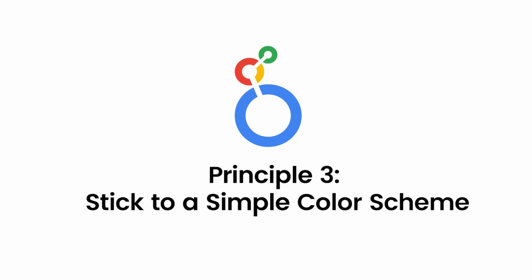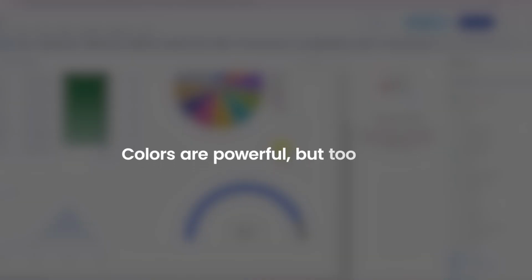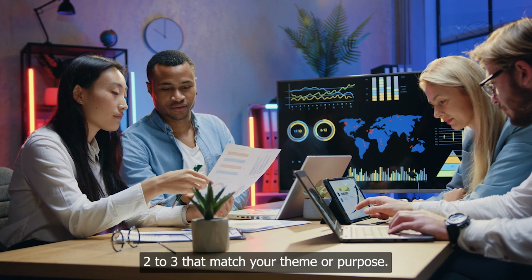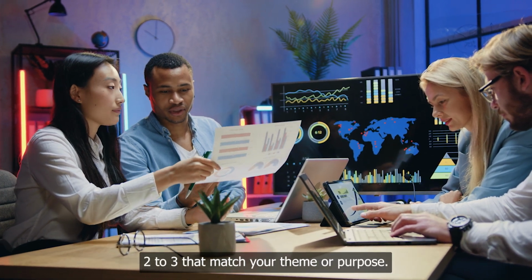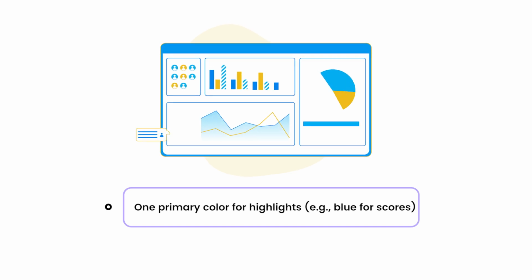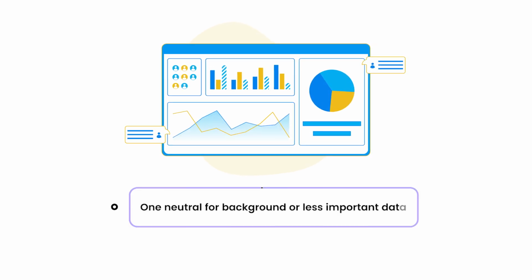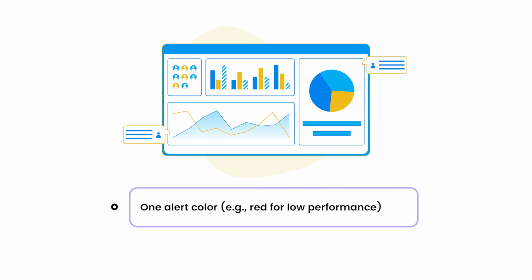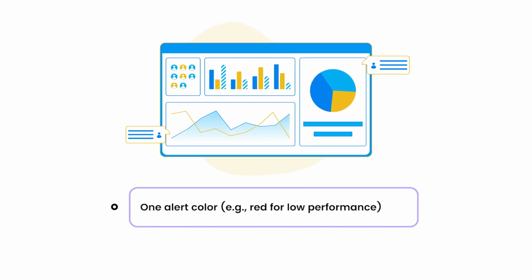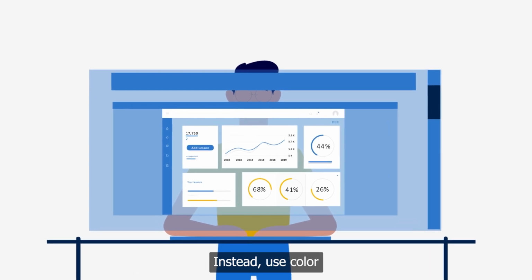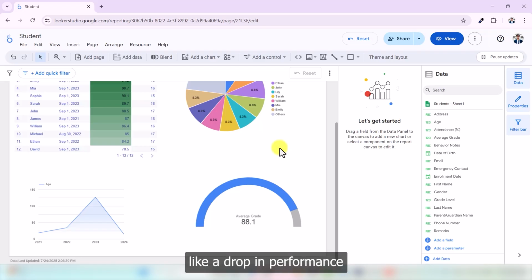Principle 3. Stick to a simple color scheme. Colors are powerful, but too many can become distracting. Choose a few, 2 to 3, that match your theme or purpose. One primary color for highlights, for example blue for scores. One neutral for background or less important data. One alert color, for example red for low performance. Avoid using bold colors for every chart. Instead, use color to draw attention where it's needed, like a drop in performance or a standout result.